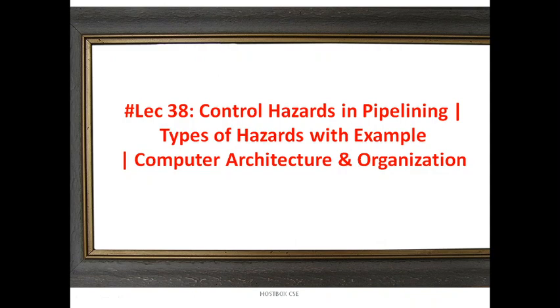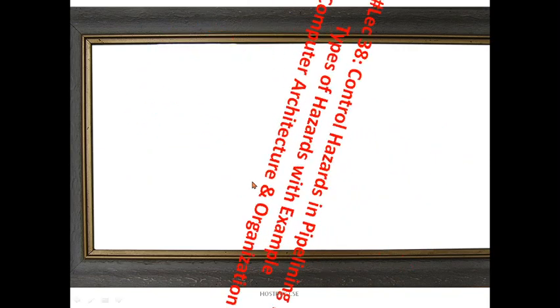Today we are going to continue the topic where the type of hazard is called control hazard in pipelining. What is control hazard? I have already given an introduction with an example. Now, how can we solve this problem in the area of computer architecture and organization, and in pipelining? Let's go for the session today. In the previous session I explained structural hazards with an example.